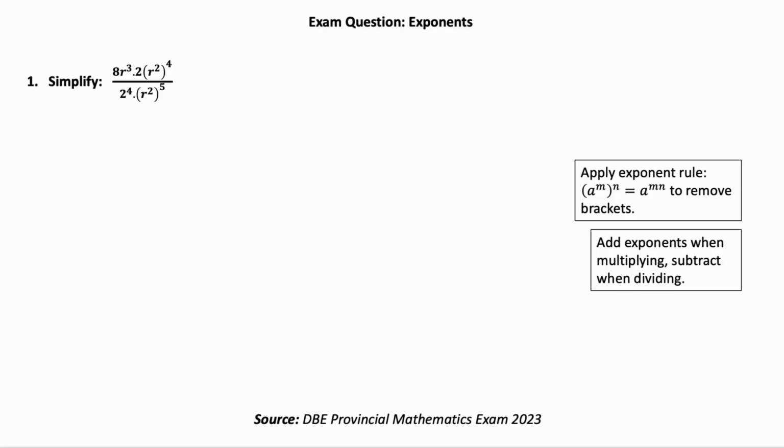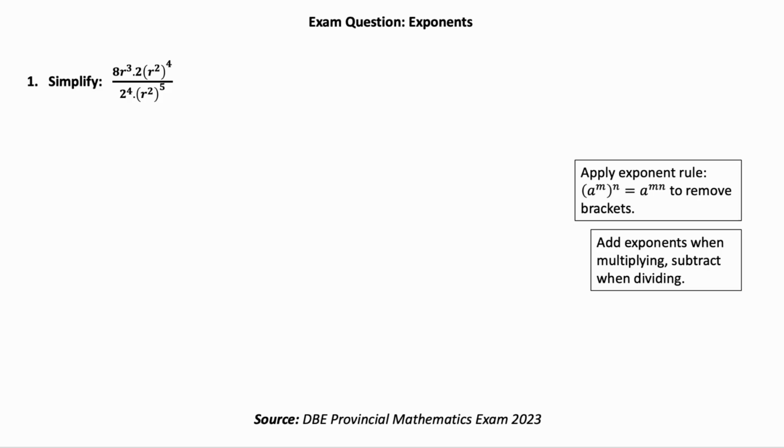Let's have a look at this example from the 2023 past paper. Simplify the following expression: 8r cubed multiplied by (2r squared) raised to the power of 4, divided by 2 to the power of 4 multiplied by (r squared) raised to the power of 5.